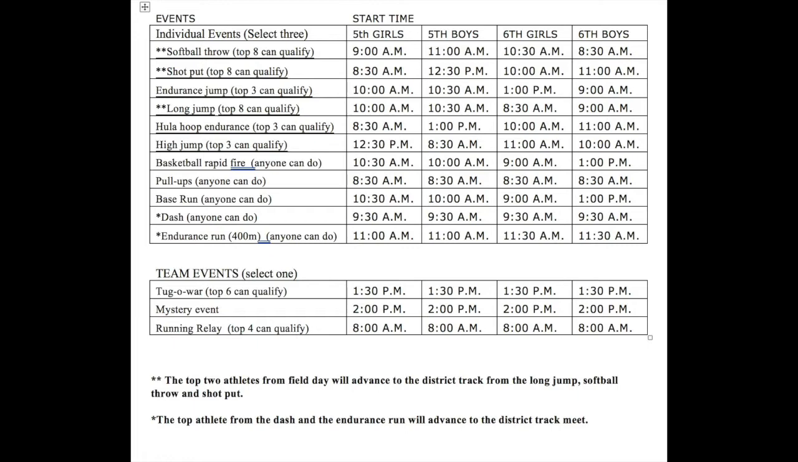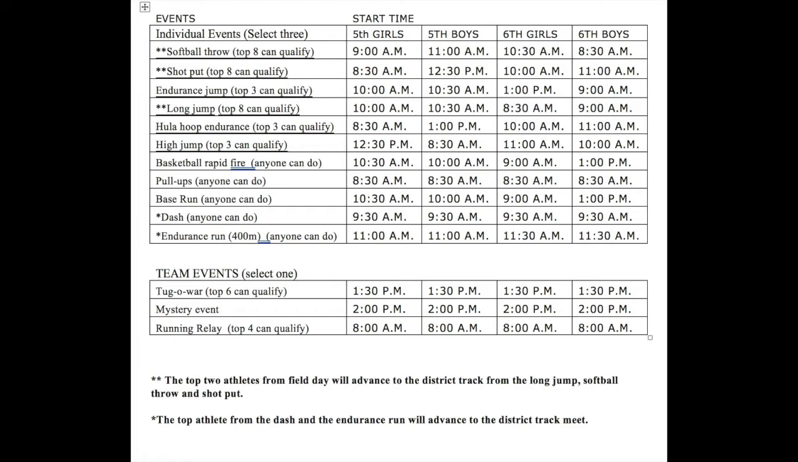If there's only 1 asterisk by the event, it is still a district track event. However, we can only send our 1 best boy and 1 girl from each grade level to compete in these events, like the 100-meter dash and the 400-meter run. These athletes will all be selected from the winners of the field day events, like the dash and the endurance run. If there is no asterisk by the event, that means that it is not a district track meet event.